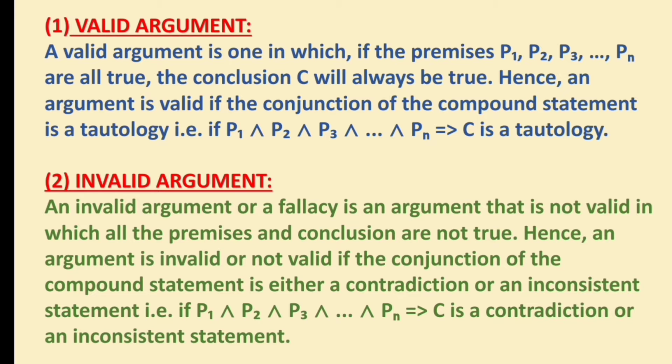On the other hand, an invalid argument or a fallacy is an argument that is not valid, in which all the premises and conclusions are not true. That means that an invalid argument is so if the conjunction of the compound statement is either a contradiction or an inconsistent statement. I hope this idea is clear to you.